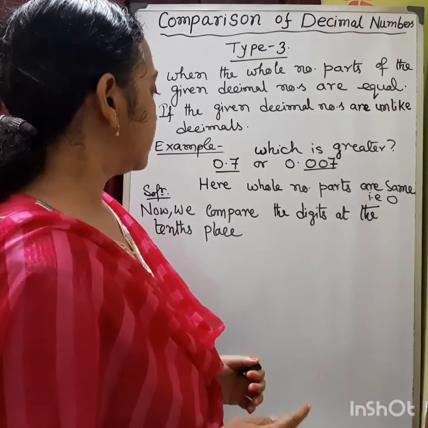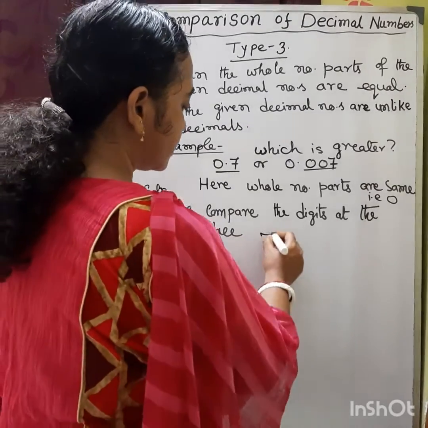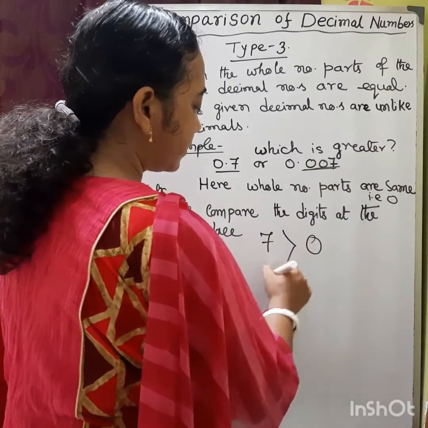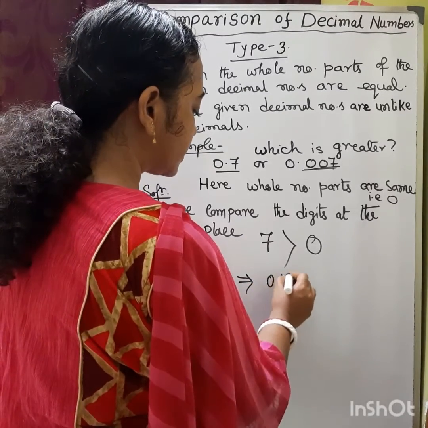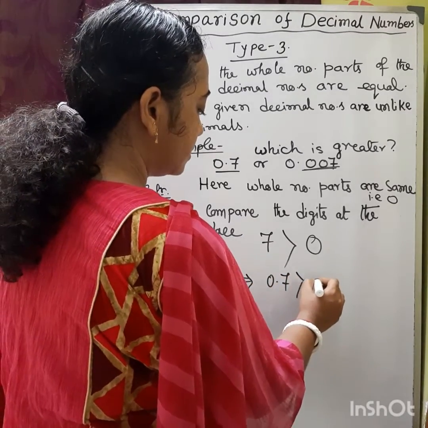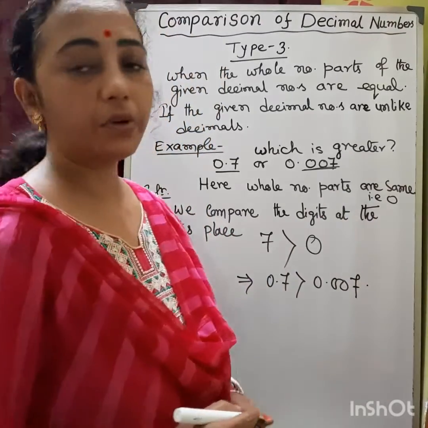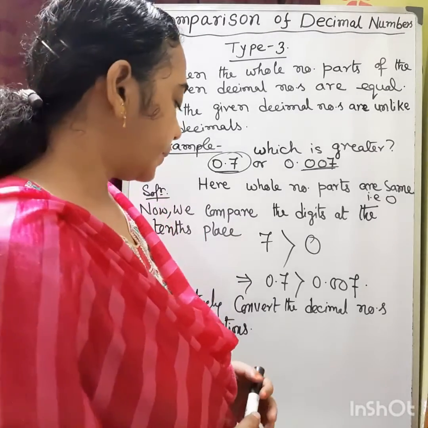The digit at the tens place of the first decimal number is 7, and in the second case it is 0. So as 7 is greater than 0, we can say that 0.7 is greater than 0.007. So in this way we can easily compare the decimal numbers. Alternatively, we can compare in another way also.